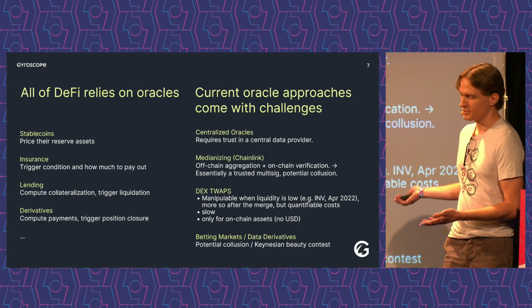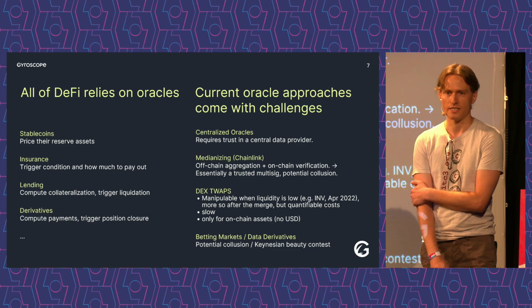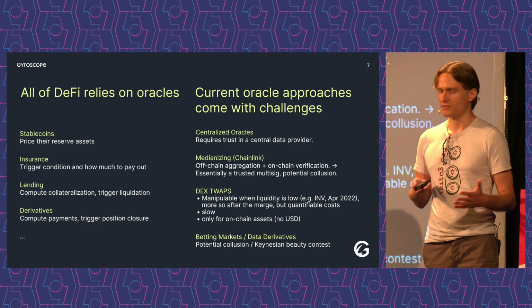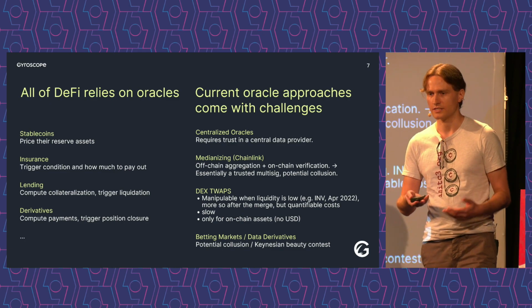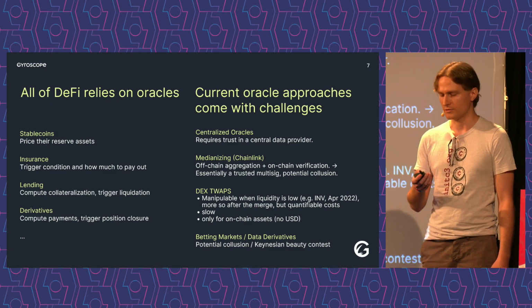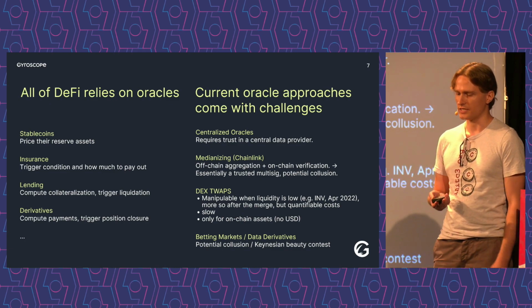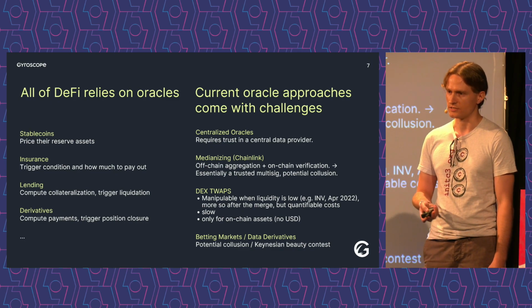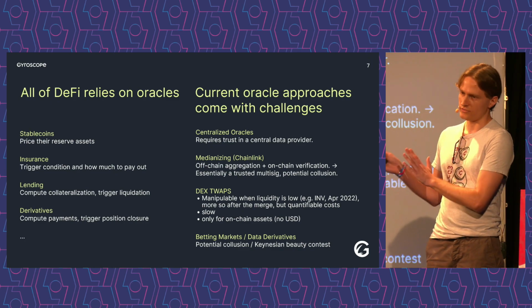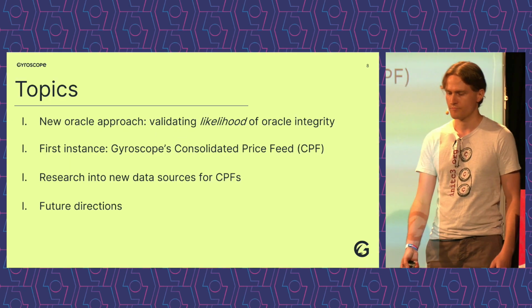Then there are some other models around betting markets and data derivatives, but they have the same fundamental issues as we were seeing with the centralized providers, in that you could still collude in the system. You can't really prove that the output of the system is the true price.